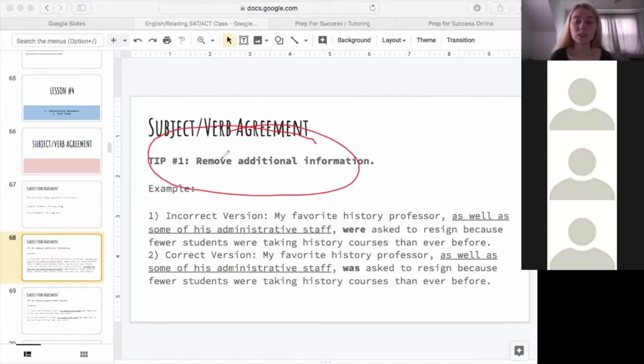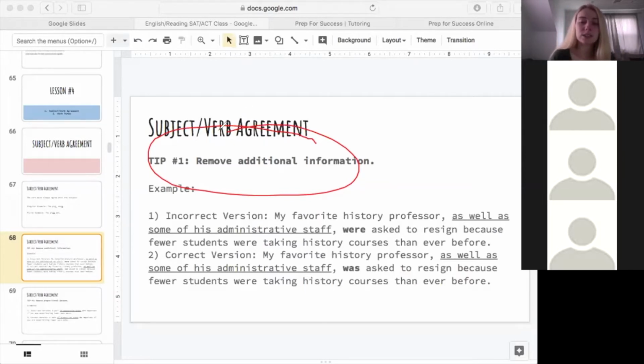Now, we previously talked about additional information in so many different ways. We talked about how if you have 2 commas around something, that's additional information. We also talked about 2 em dashes, or a colon, or even 2 parentheses. Parentheses, em dashes, commas, colons, all those things are additional.